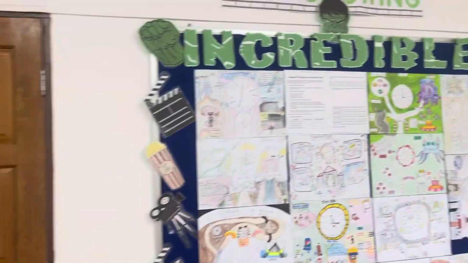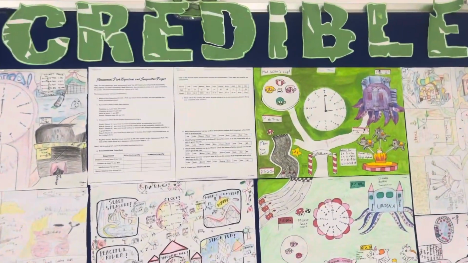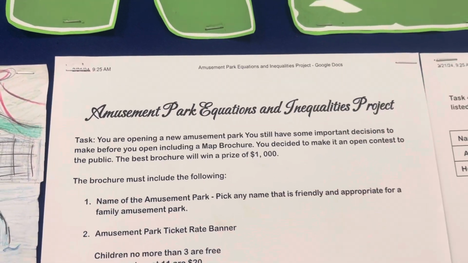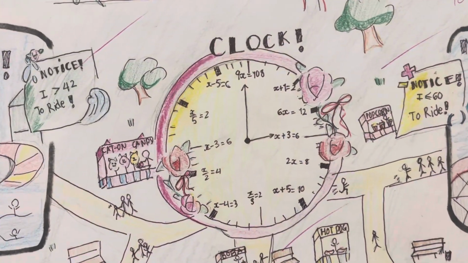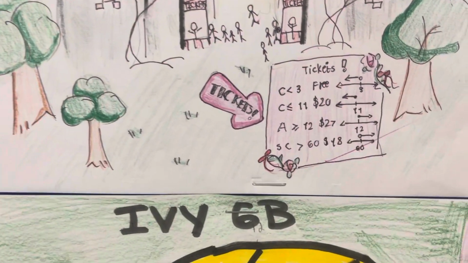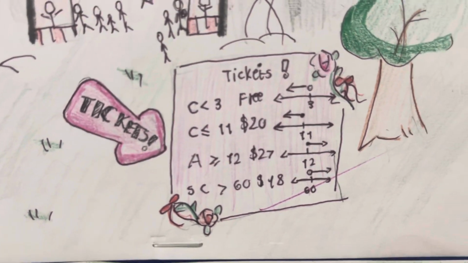These are my projects. This is for quarter 3, incredible work. This is the amusement park, equations and inequalities. Students will create a clock with equations. And for inequality, the entrance is not by numbers, but look at that.